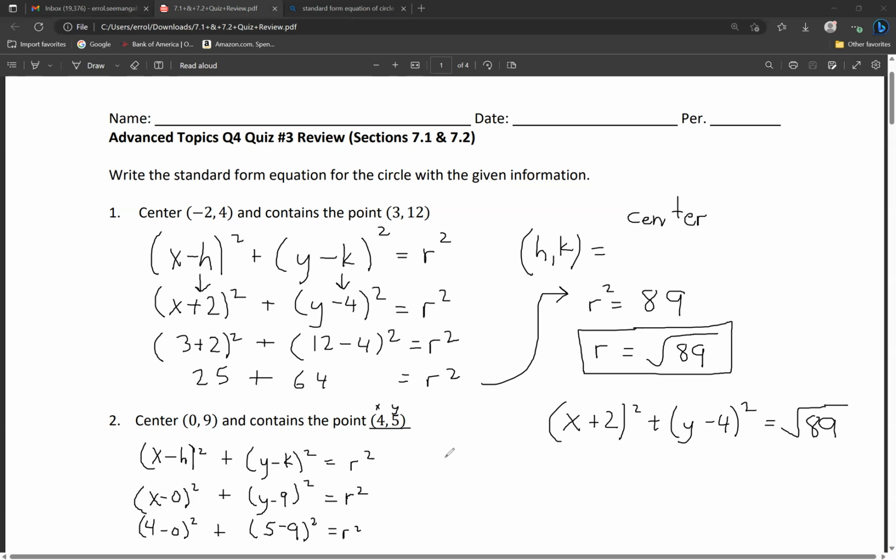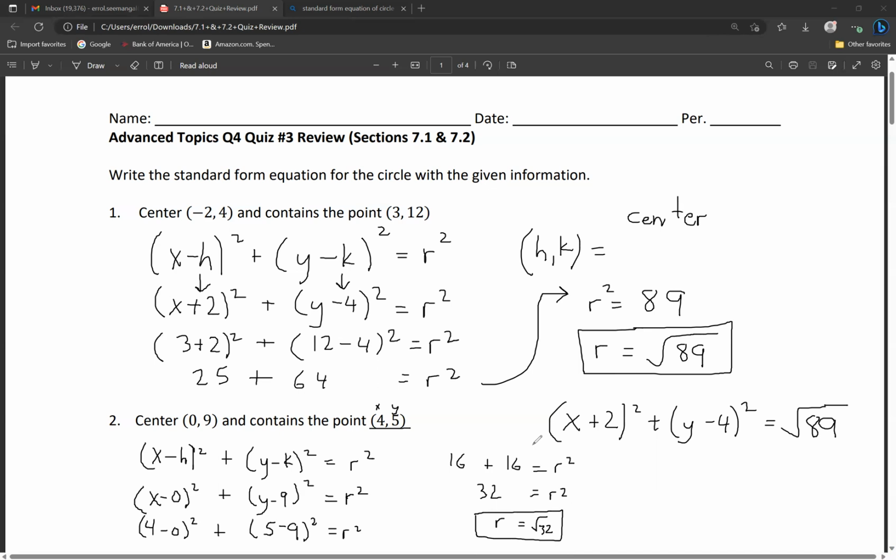4 squared is 16, plus 16, right? Equals r squared. So 32 equals r squared. Therefore, r is root 32. Root 32. Okay.